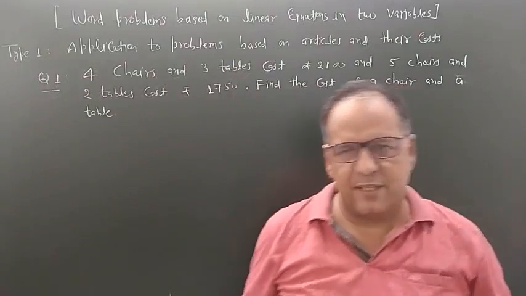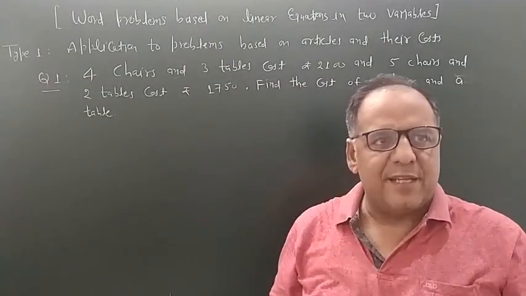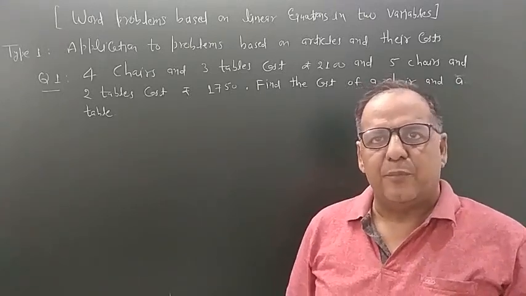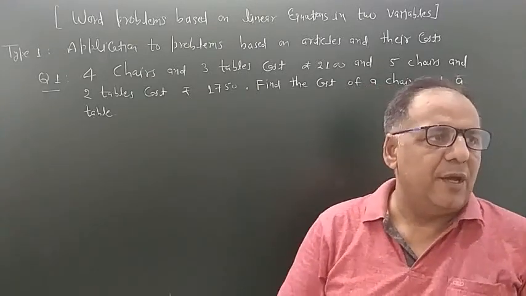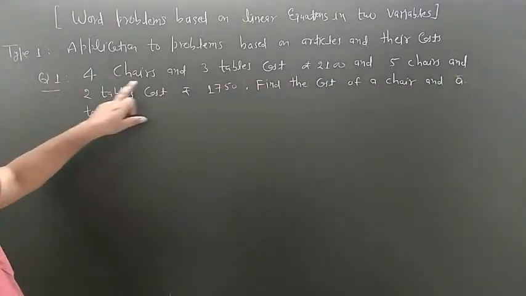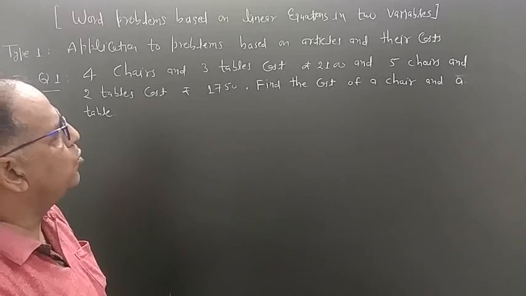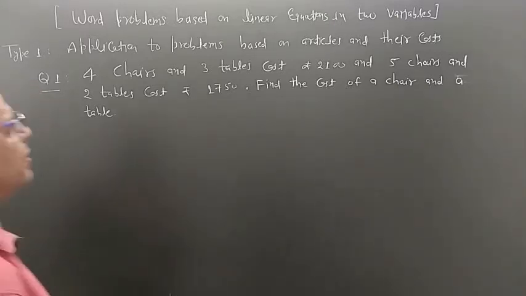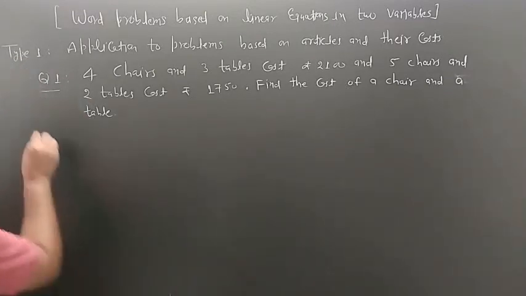So we discuss here some problems in which the number of articles and their individual cost are given, and their composite cost is given. So we want to find the values of the individual cost of each article. Okay, so the first question is that 4 chairs and 3 tables cost rupees 2100 and 5 chairs and 2 tables cost rupees 1750. Find the cost of a chair and a table.